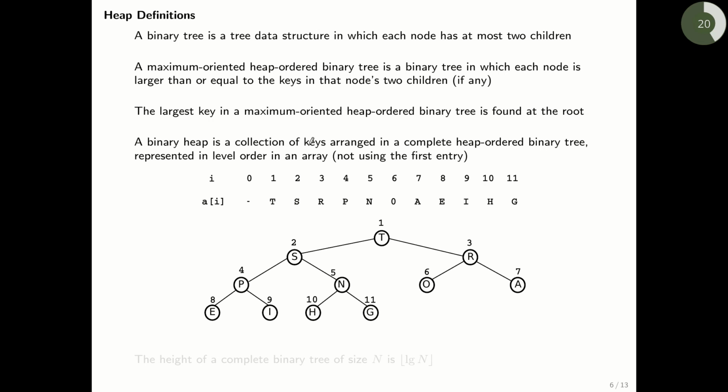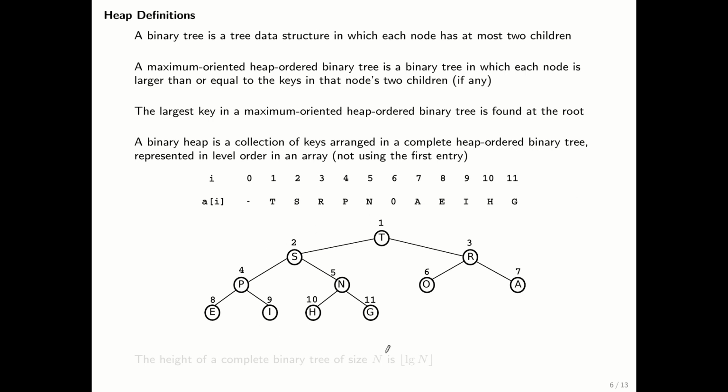Now, a binary heap is a collection of keys that is arranged in a complete heap ordered binary tree, represented in level order in an array. Okay, not using the first entry. So what does it mean? What we are saying here is that a binary heap is simply represented as an array internally. All right. And here is the correspondence.